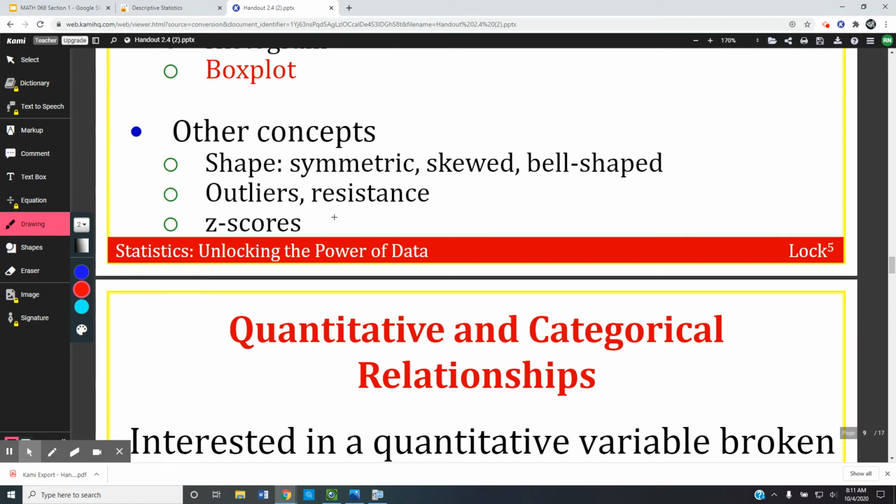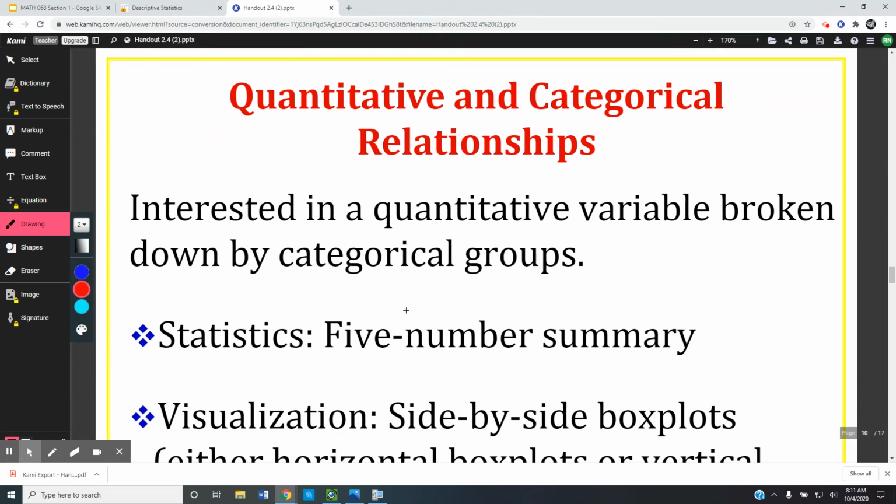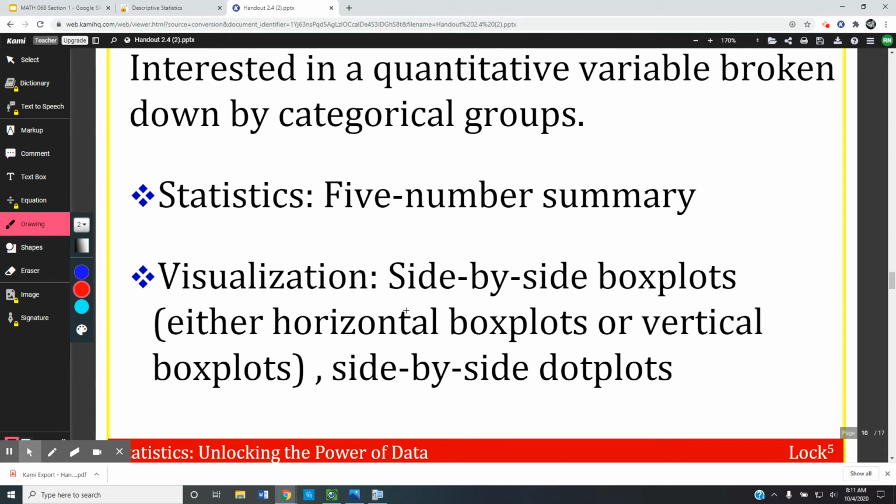Remember, when you do a z-score, you're really normalizing yourself against a standard scale, from the mean plus or minus 2 z-scores for the 95% population. When we talk about the quantitative and the categorical relationships, remember, it's the 5-number summary that gets the job done.